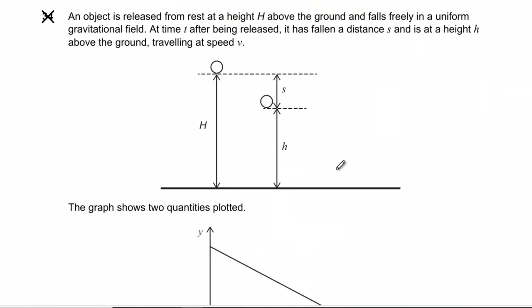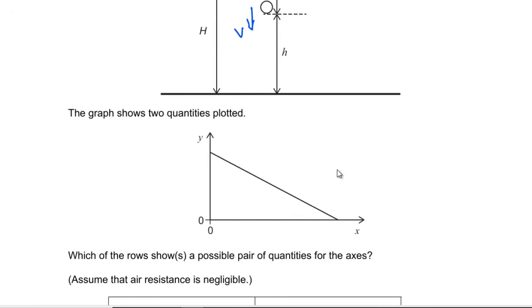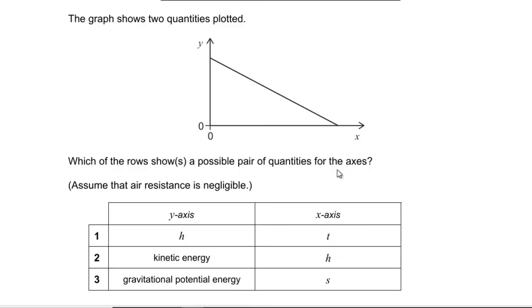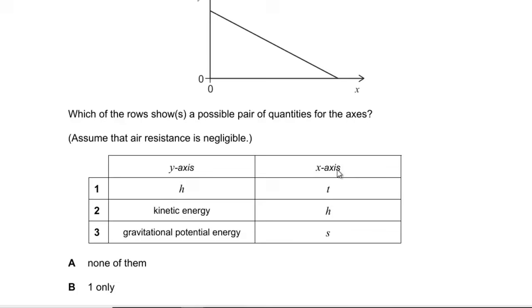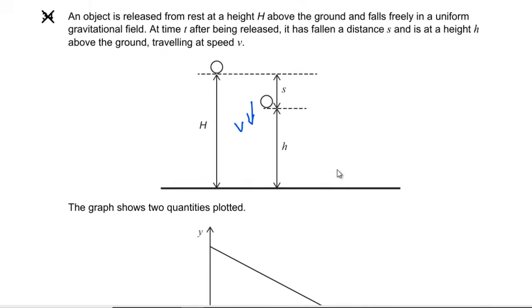An object is released from rest at height h above the ground, and falls freely in a uniform gravitational field. At time t after being released, it has fallen a distance s and is at height h above the ground, travelling at speed v. So when it's here, it's travelling at speed v. The graph shows two quantities plotted. Which of the rows shows a possible pair of quantities? All right, so how many of these work? Right, so we're saying h against t. So h, the height against time.